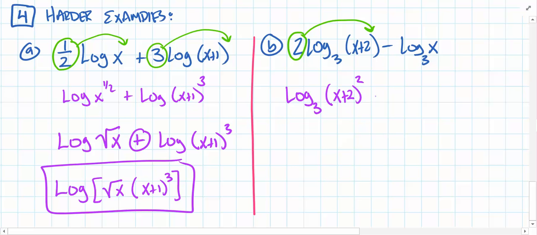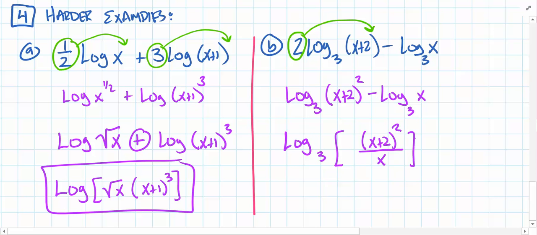So far, so good? Yeah? Okay. So, no, not square root, right? That's just squared. So now I have a subtraction, so I can condense over division. So log base 3 of x plus 2 quantity squared over x. And that would be my answer for that.